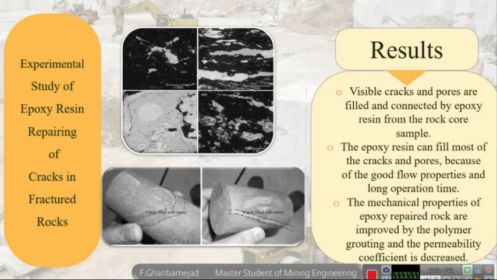Because micro cracks cannot be seen easily, the researchers of this article used polarizing microscopy for detecting and examining the samples. The results show that the filling characteristics of epoxy resin in rocks depend on the crack and pore distribution in the fractured rock. The epoxy resin can fill most of the cracks and pores because of its good flow properties and long operation time, and also the cracked surface can be bonded by the epoxy resin to change the fractured rock into intact rock.